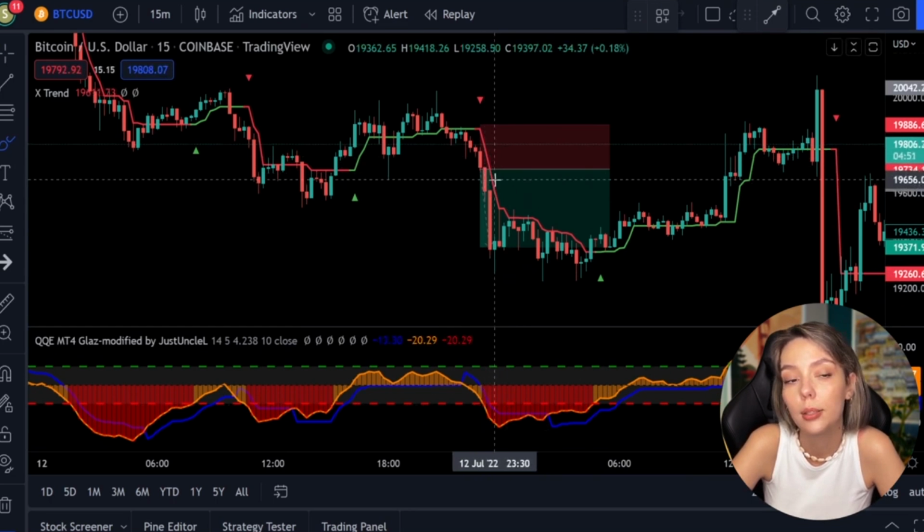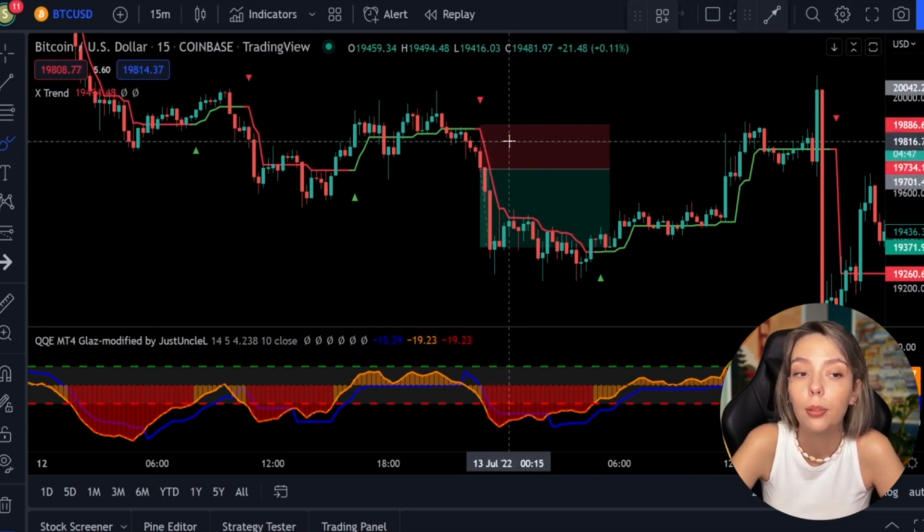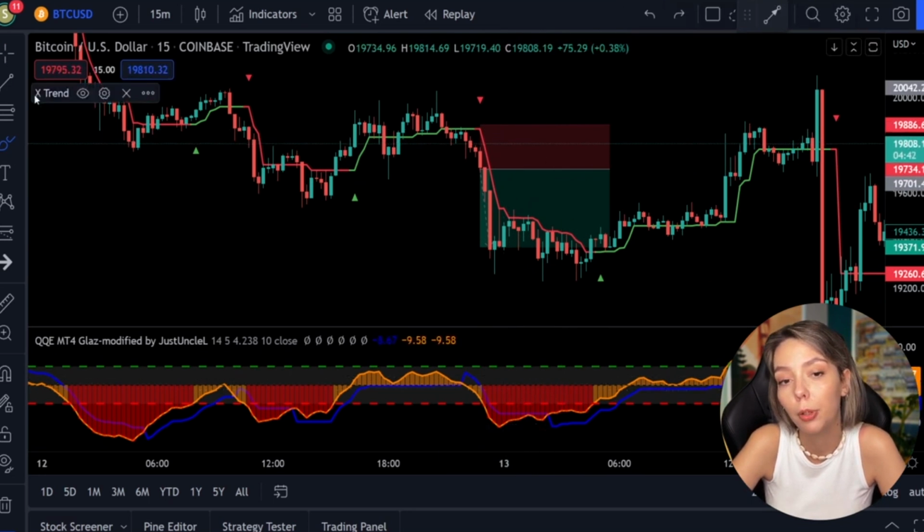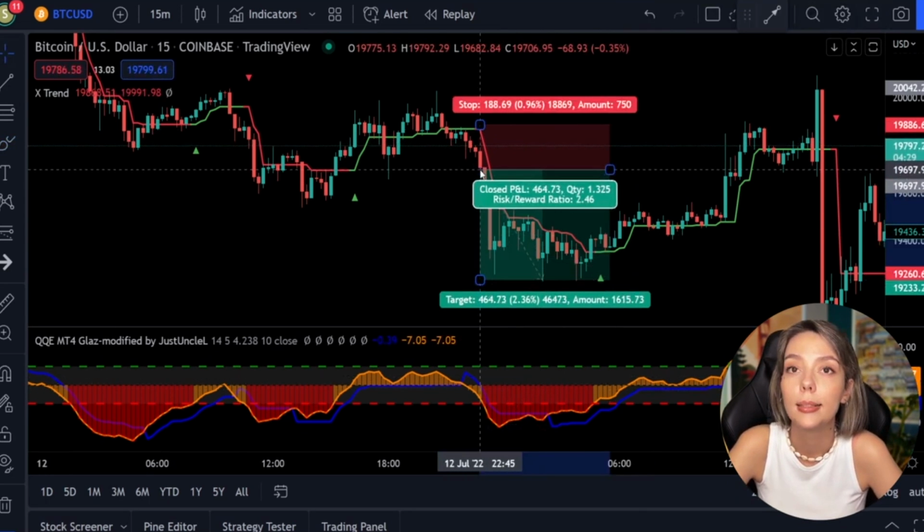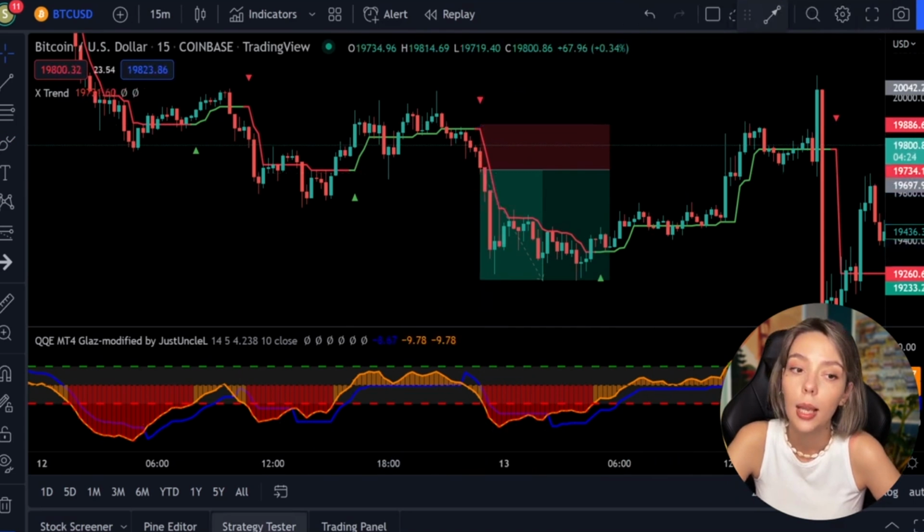We close this sell position again when the blue line rises out of the red area of the WQA indicator. That is at exactly this candle. In this case, we have a nice risk-reward ratio of over 3.